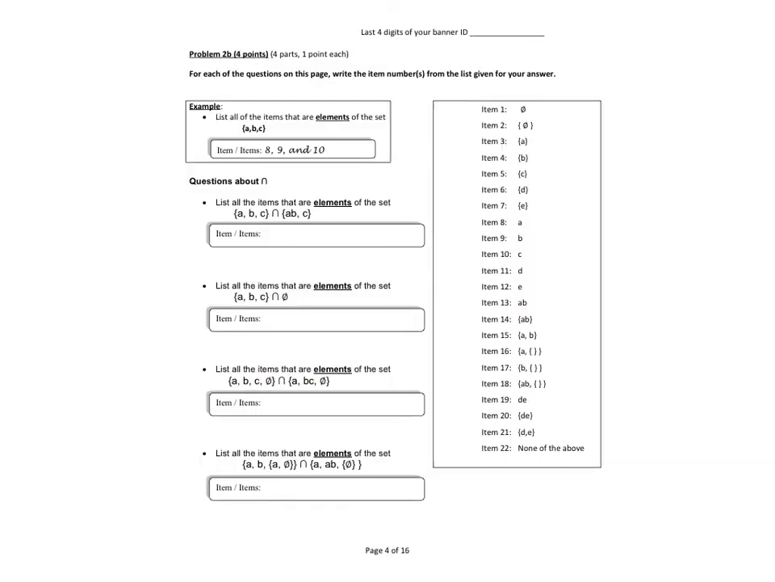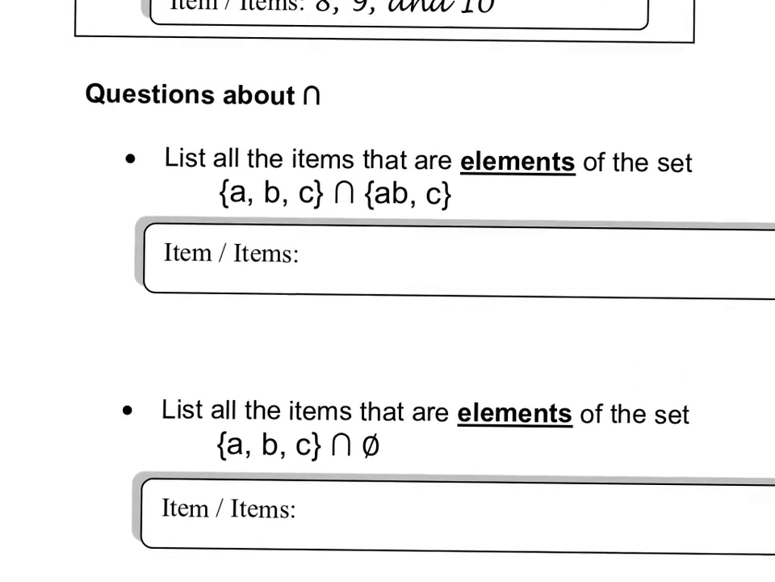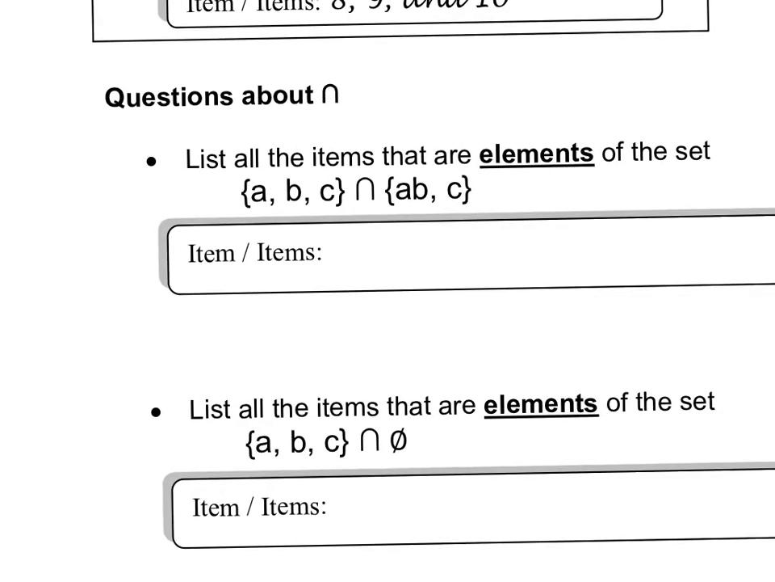Okay, on the previous page, we did questions about union. Now we're answering questions about intersection, right? So what is in the intersection of these two sets? And remember, something is in the intersection only if it's in both the first set and the second set. So I say, well, there's an A here, but there's no A here. And there's a B here, but there's no B here. And there's a C here. Oh, yay, there's a C over here. Okay, so the only element of the intersection of these two is just a C.